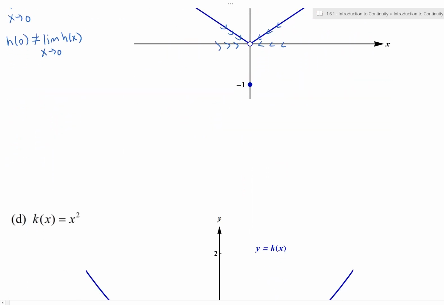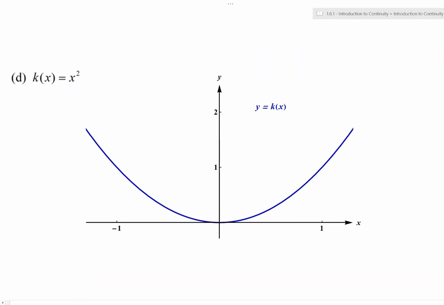Now, last function, excuse me, before we define continuity is k of x here, which is x squared. And we can see the parabola graph given to us right on the screen. Now, this one looks pretty nice, right? The graph is nice. There doesn't seem to be any jumps or holes or vertical asymptotes and that kind of stuff. So we note that, well, k of 0 is defined, right? If I plug in 0 to x squared, 0 squared is 0.